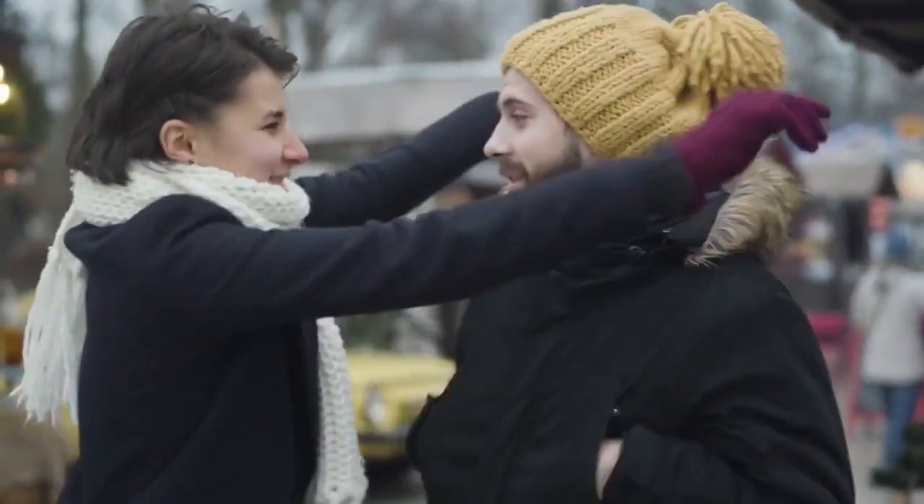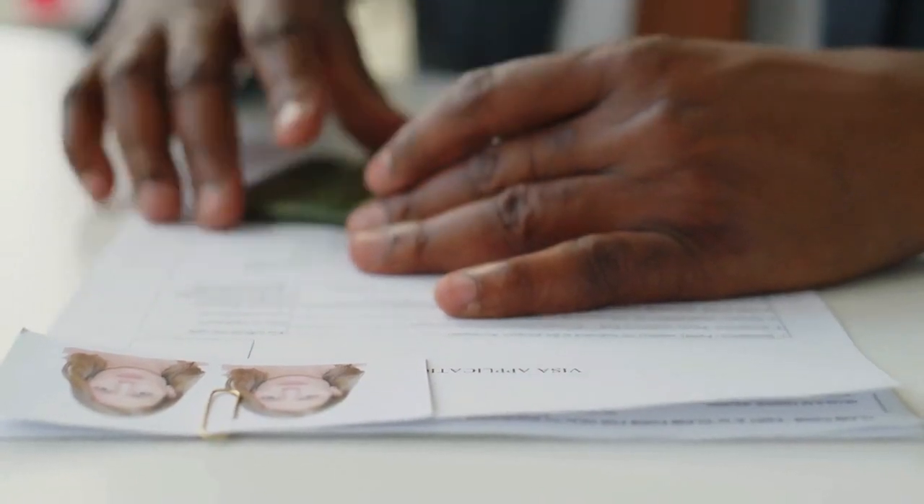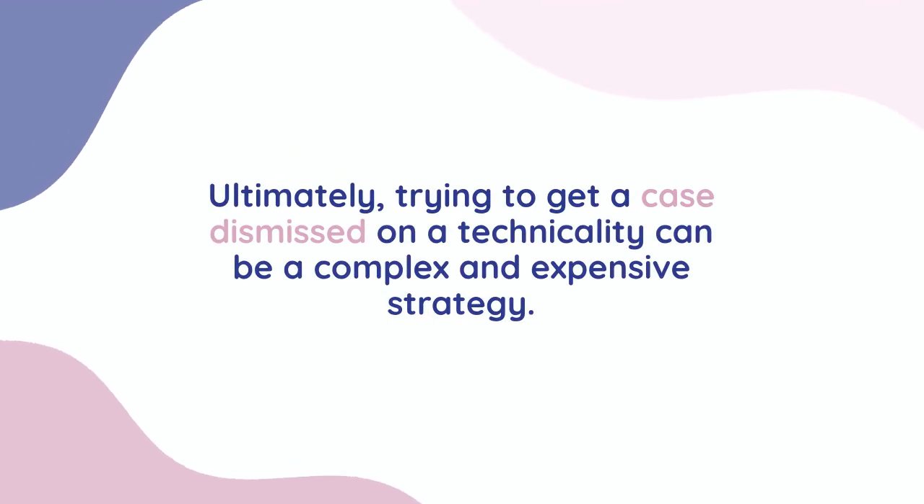While not technically a dismissal, reaching a full settlement also ends the case. You and the other party negotiate an agreement, put it in writing, and have the judge sign it as a final order. The case is then closed. Ultimately, trying to get a case dismissed on a technicality can be a complex and expensive strategy.